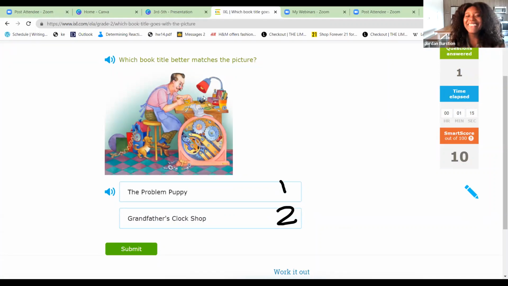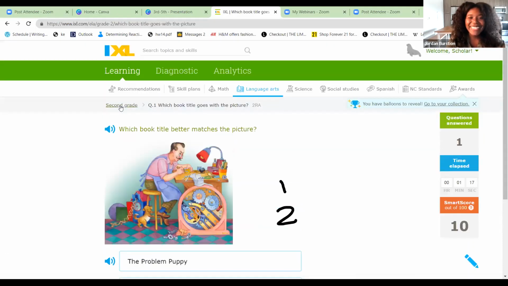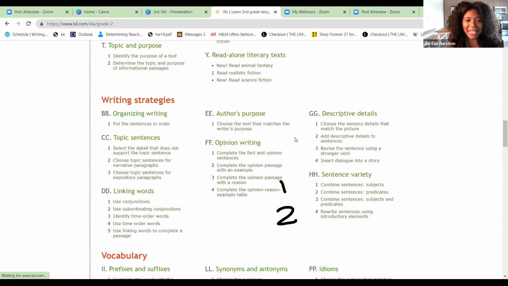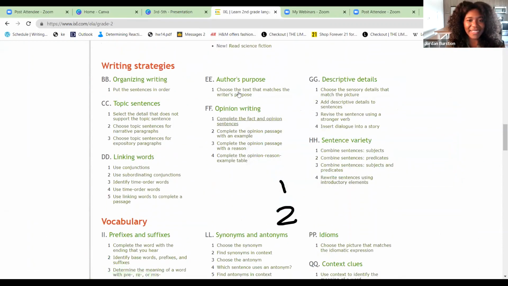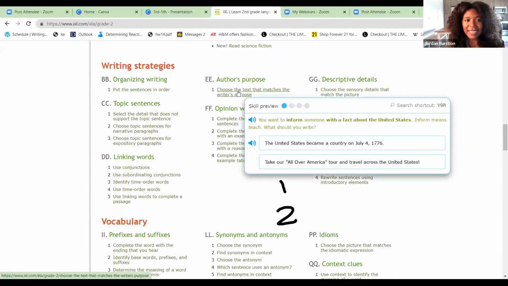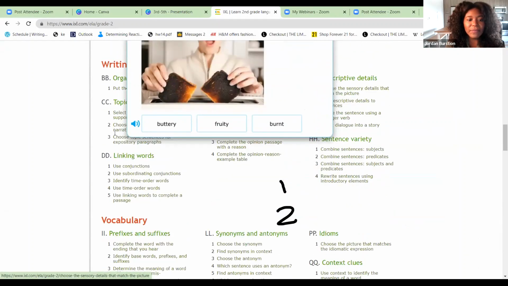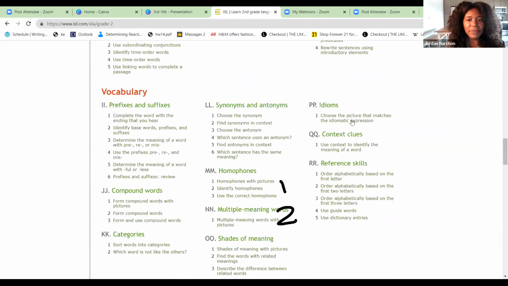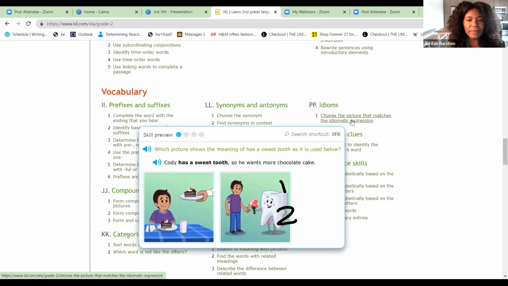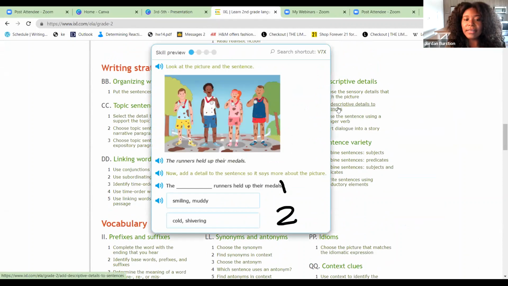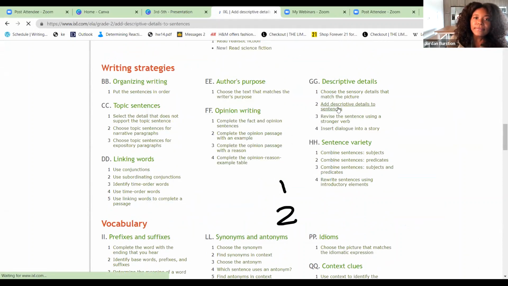You're bored? Okay, we'll do a different one. Okay, I was wondering how many you wanted to do because they can all seem the same after a while. Okay, let's see. Let's try this one. Okay.